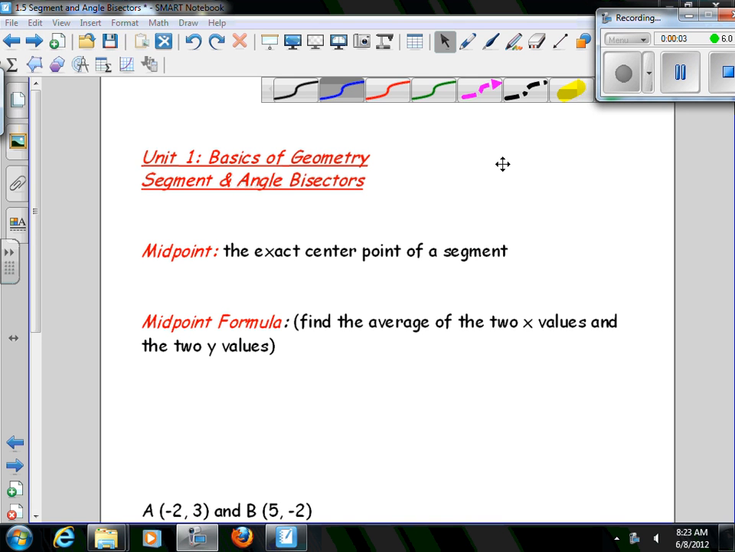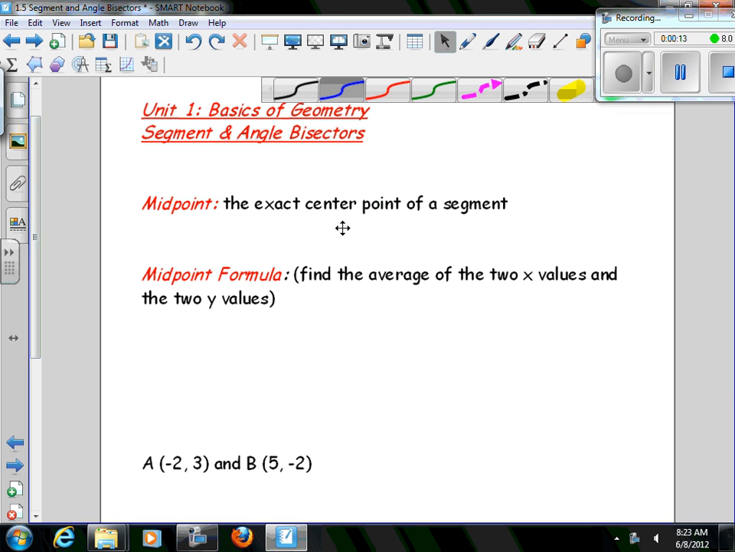Today we're going to be talking about segment and angle bisectors, and we are going to start with defining the word midpoint. The midpoint is the exact center point of a segment, so the middle of a segment. And the way we can find the midpoint of a segment, if we know the beginning and end points, is we find the average of the two x values and the two y values.